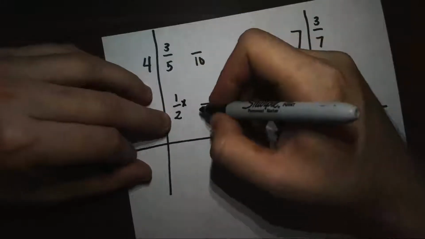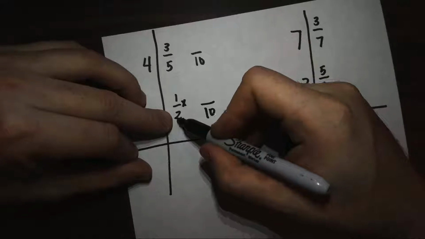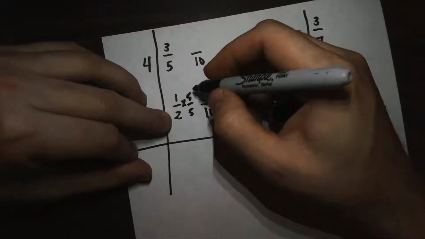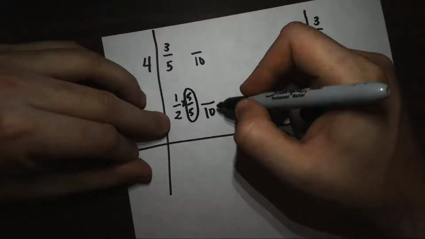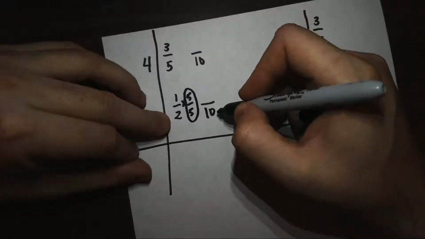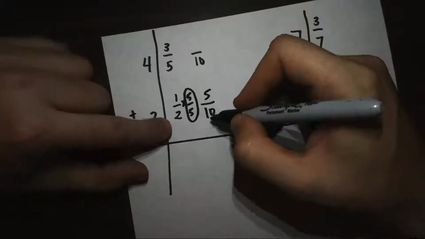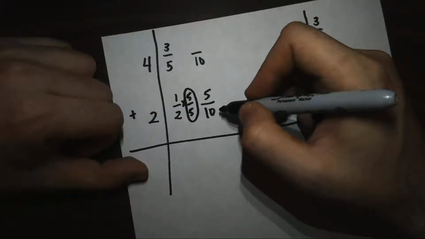And I'm going to have to find an equivalent fraction to 1/2 with a denominator of 10. So 2 goes into the 10 5 times. And what I'm doing right here is I'm multiplying by 1 whole. So 1/2 times 1 whole is still 1/2, but I'm giving it a new name with a denominator of 10. 1 times 5 gives me 5. So 5 tenths and 1/2 are the same thing. All I did was give it a new denominator.